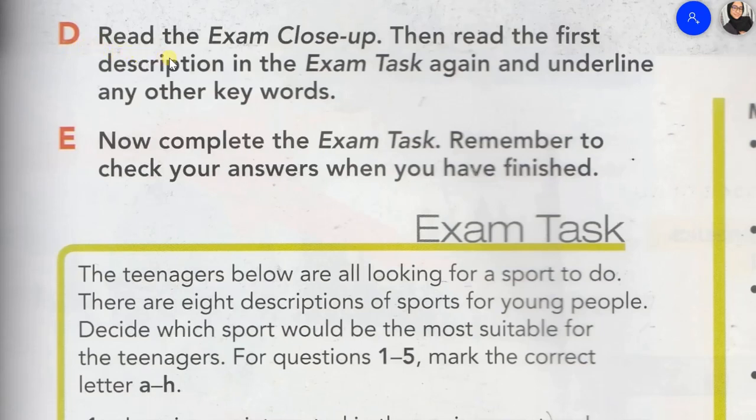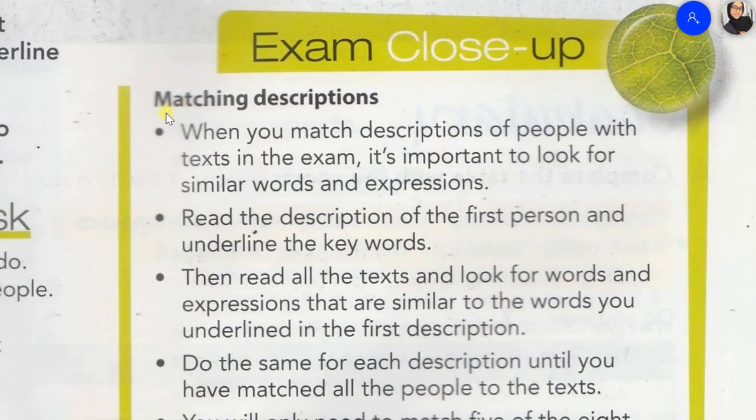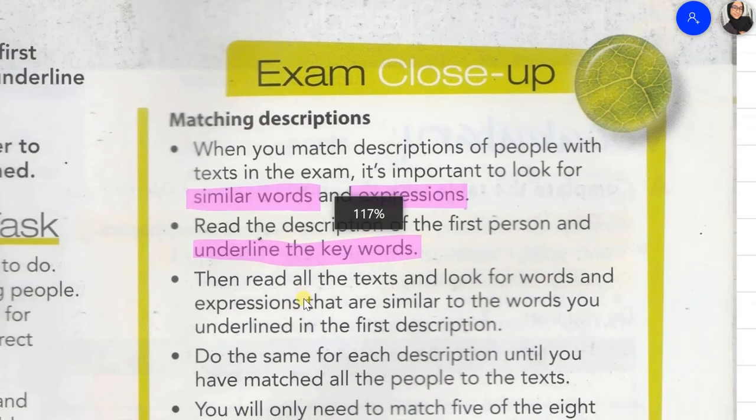Task D. Read the exam close-up, then read the first description in the exam task again and underline any other keywords. Okay, let's read the exam close-up. This is about matching descriptions. Okay, let's read the first one. When you match descriptions of people with text in the exam, it is important to look for similar words and expressions. Read the description of the person and underline the keywords.